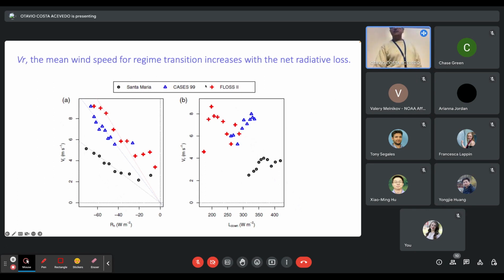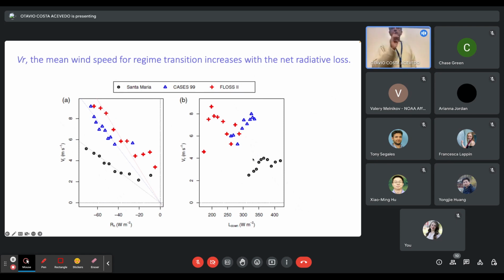When you do that, this is what we find. For the three sites, Santa Maria, CASES, and FLOSS, the wind speed that is the threshold for regime transition increases with net radiative loss. So when the surface is losing more energy, you need stronger winds, which is reasonable. But what's interesting, and we didn't know this, is that this increase, except at the lower values of net radiation, seems to be nearly linear with net radiation at the three sites. More than that, the slope of the relationship is site-dependent. You have a much smaller slope in Santa Maria than at both FLOSS and CASES. FLOSS is a little bit larger than CASES, but they are very close to each other.